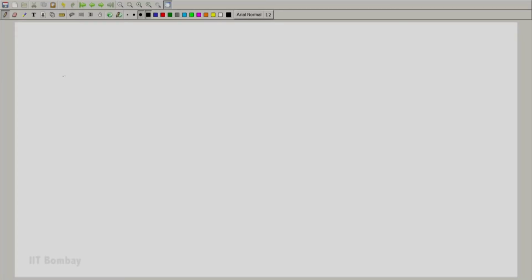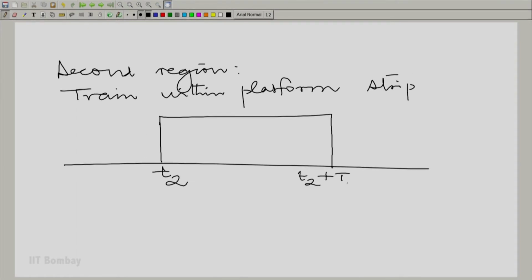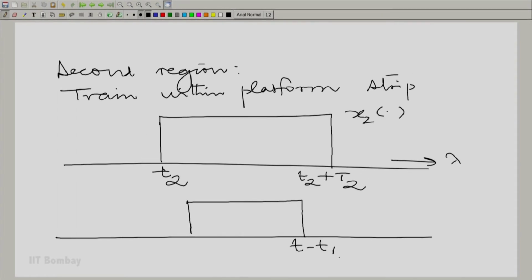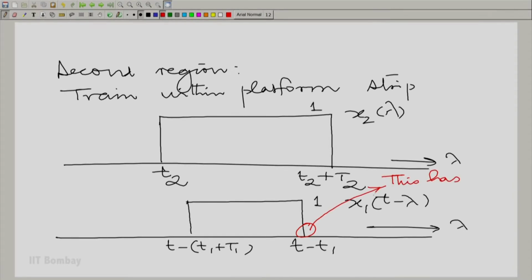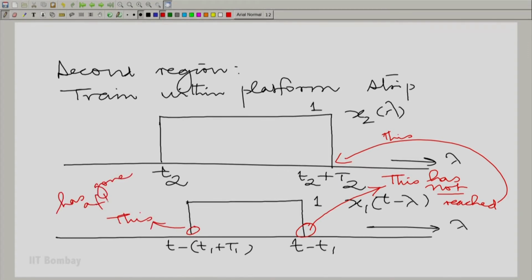So, how do we depict that situation graphically? Let us draw it here. Second region, train within the platform strip. So, what would the situation be? T minus T1 there, T minus T1 plus capital T1 there. This is essentially x2 lambda, x1 t minus lambda, and this has not reached this, but this has gone after this. That is the situation.